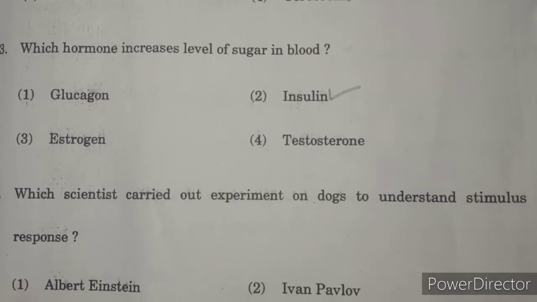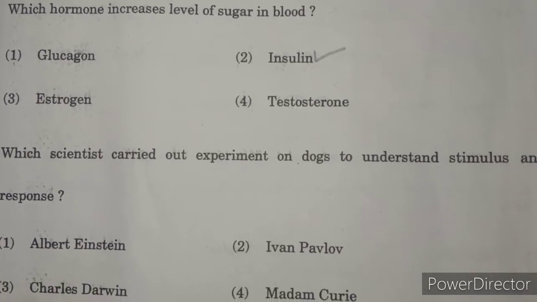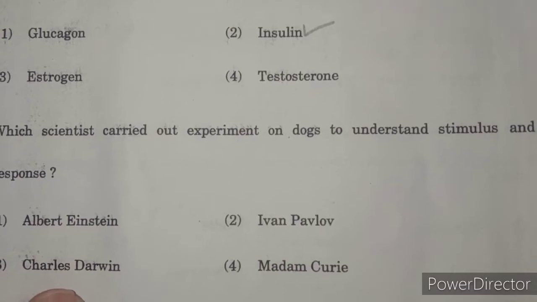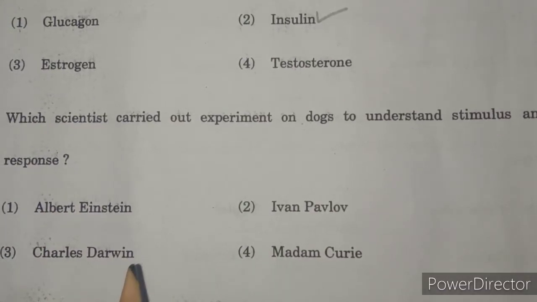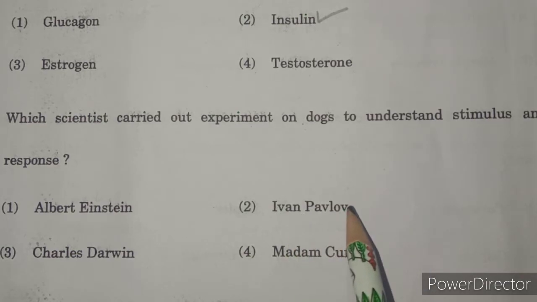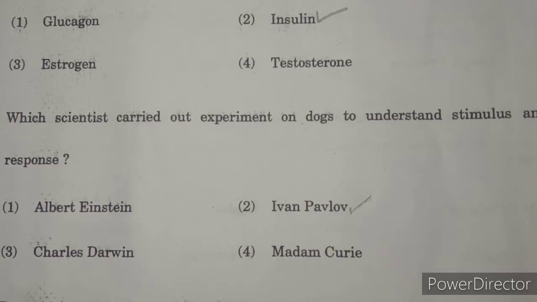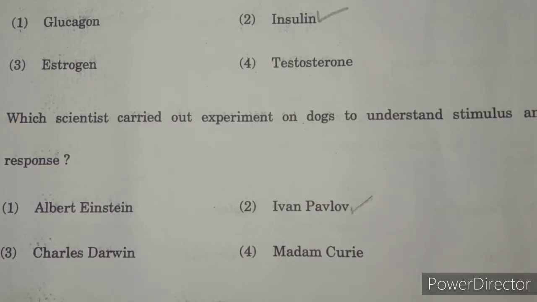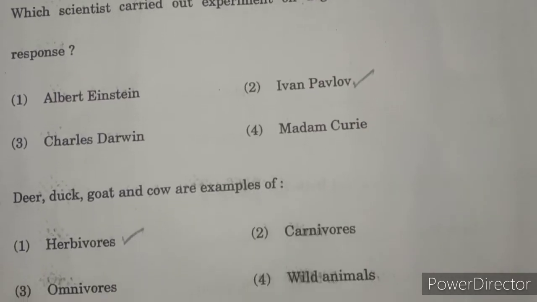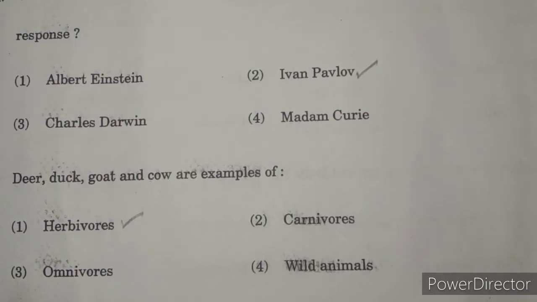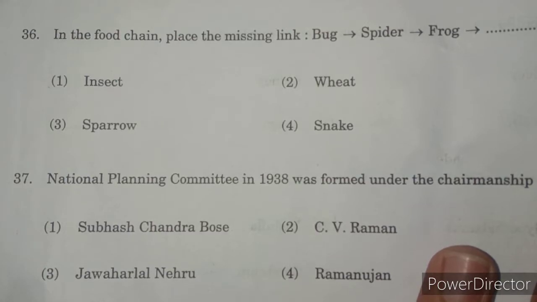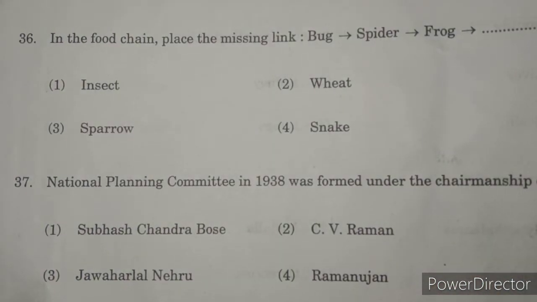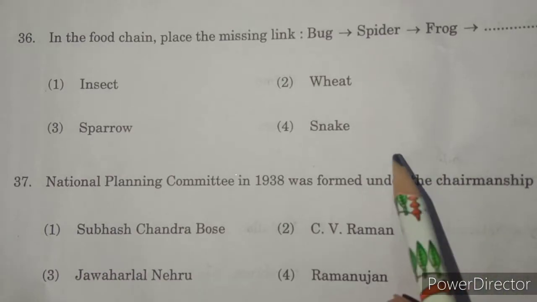Which scientist carried out experiment on dogs to understand stimulus and response? Correct answer is second, Ivan Pavlov. Deer, duck, goat and cow are example of. First is correct answer, herbivorous. Next question. In the food chain, place the missing link. Bug, spider, frog, and correct answer is snake.